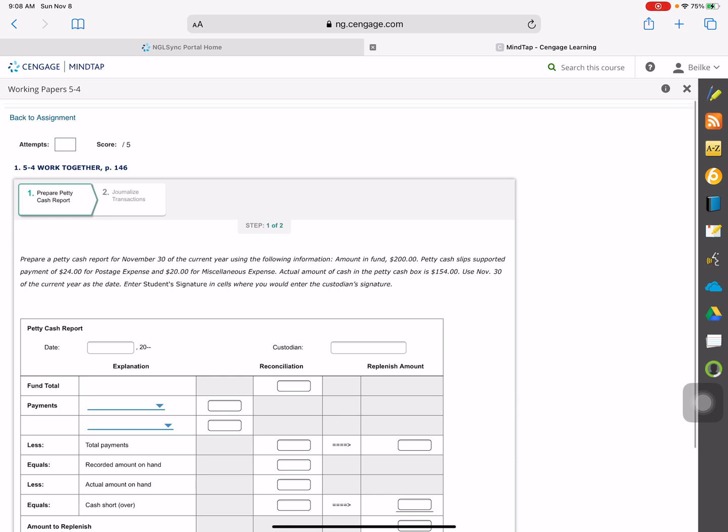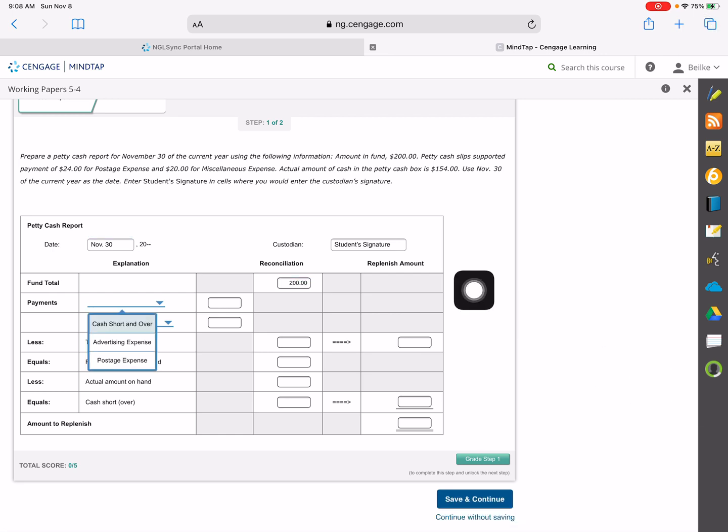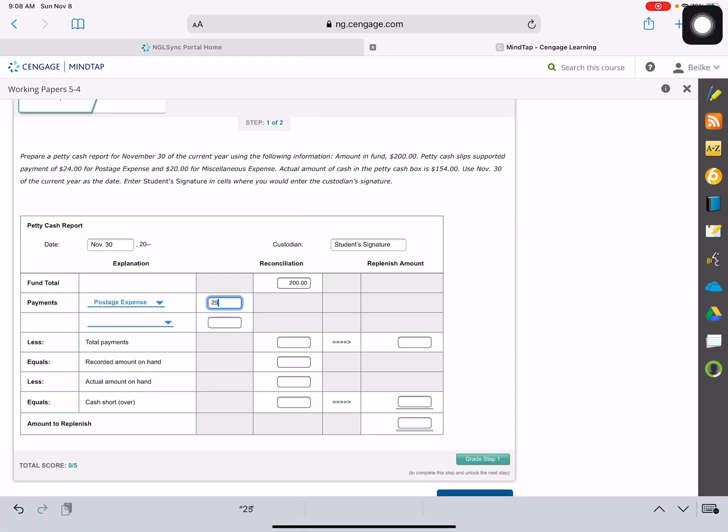Okay, starting at the top, the date is, it says up there, November 30th, 2020. The custodian is student signature. The total amount of the fund that we have is $200. We made payments according to our information up here. We had a $24 payment for postage expense, and we had a miscellaneous expense for $20.